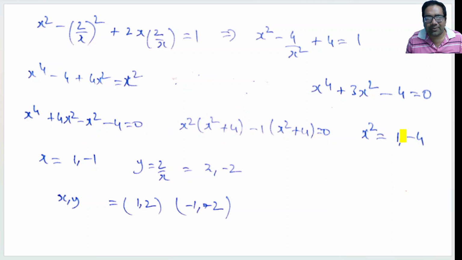So x^2 is either 1 or minus 4. We are more interested in real solutions only, so we can discard this. So x^2 is 1. That means x is either 1 or minus 1.